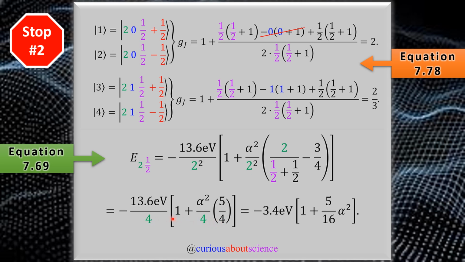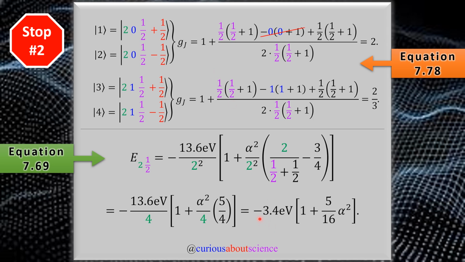Everything else simplifies. 2 squared goes to 4. We see that, no big deal. 13.6 divided by 4 leaves us with 3.4. Easy enough. And then we see that we get 5 over 4 times 1/4 gives us a 5/16 alpha squared. So that's our fine structure for these 4 states, and that we will definitely see come the graph.